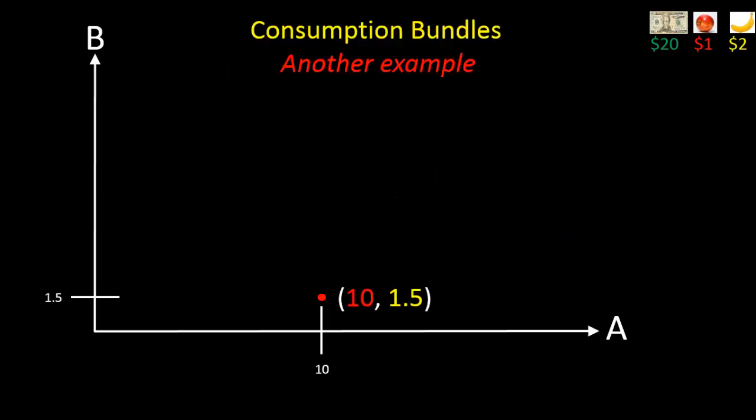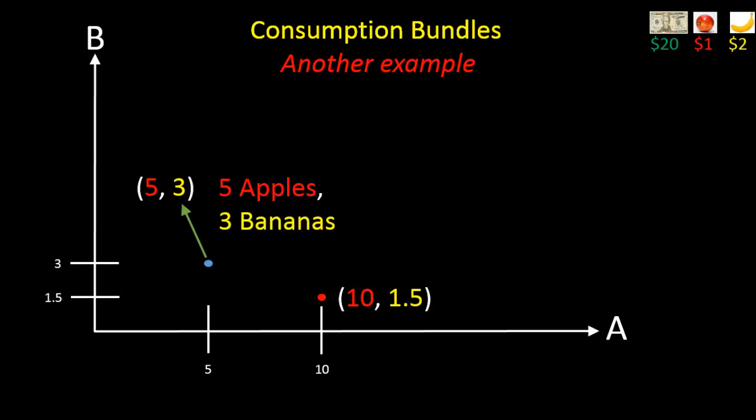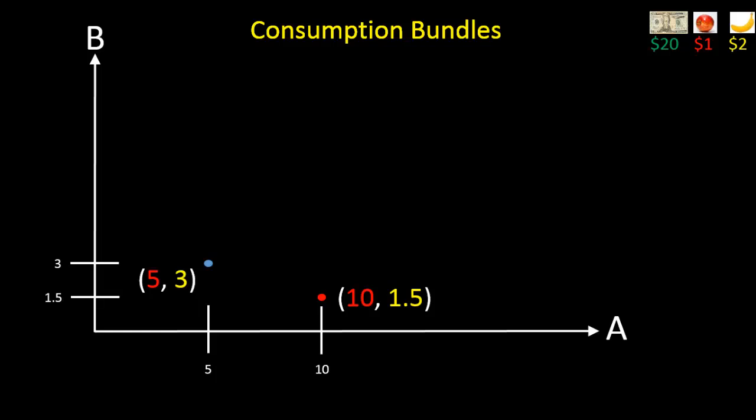Let's now look at another example of a consumption bundle. Let's look at the point that's highlighted in blue. This is the point 5, 3. That's 5 apples and 3 bananas. So if we say that Chris is consuming at the blue bundle, what we mean is that he's consuming 5 apples and 3 bananas. Let's now move on to introduce a new term.